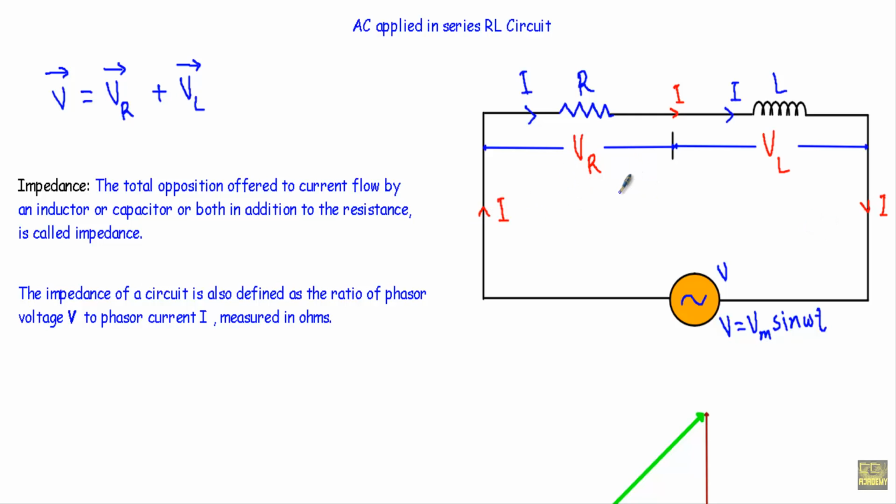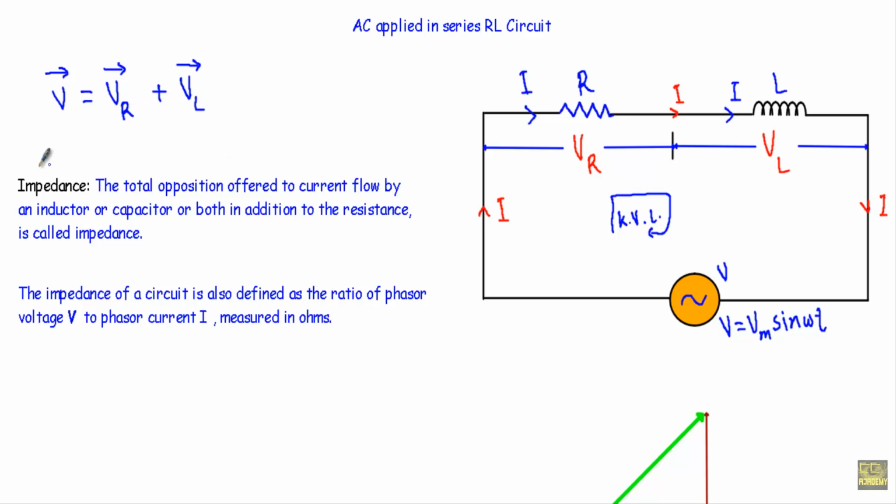As this is a series circuit, current I will be the same throughout the circuit, and if I apply KVL in phasor form, I will get applied voltage phasor V will be the sum of resistance voltage drop phasor VR and inductance voltage drop phasor VL. V vector will be the sum of VR vector and VL vector.